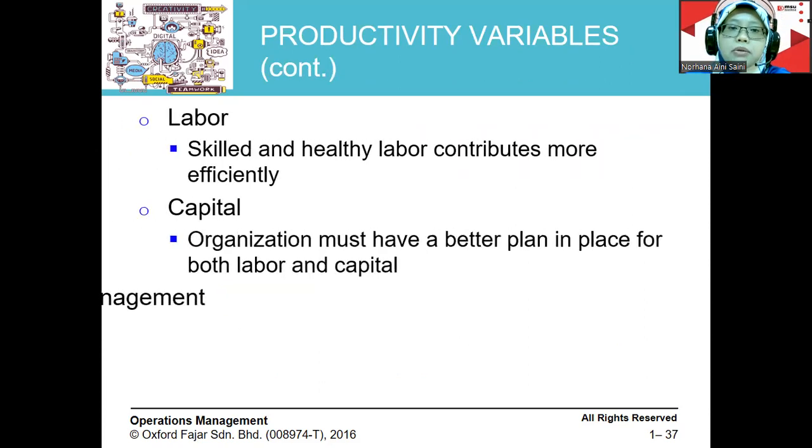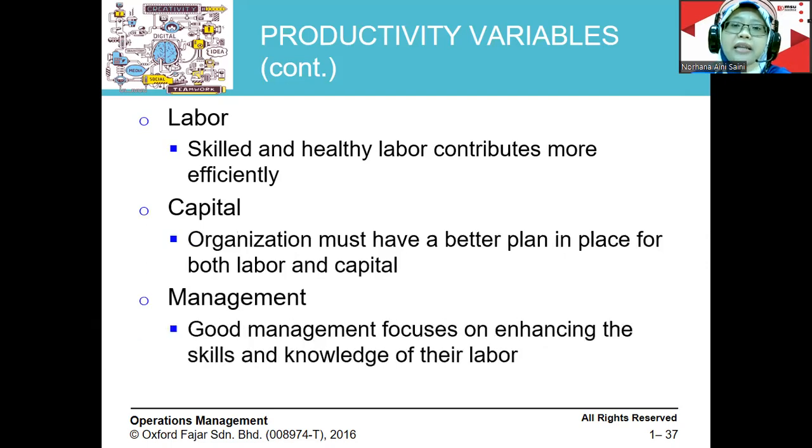When we talk about labor, it is all about skill, and healthy labor contributes more efficiently. If you have a very skillful employee, a very healthy employee, definitely the productivity will go up. However, if you don't have enough training for your employees, and your employees are also not very well, definitely the productivity will be down. So that's why labor also plays an important role in terms of the variability of productivity.